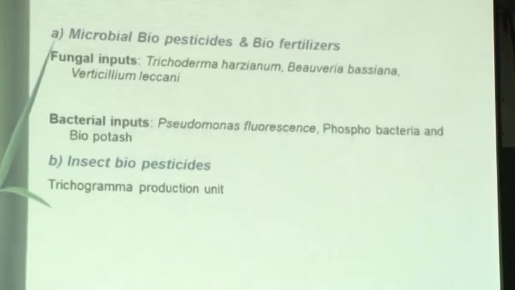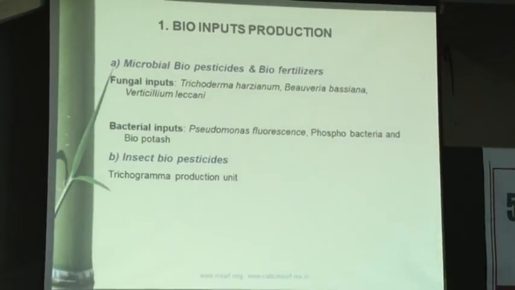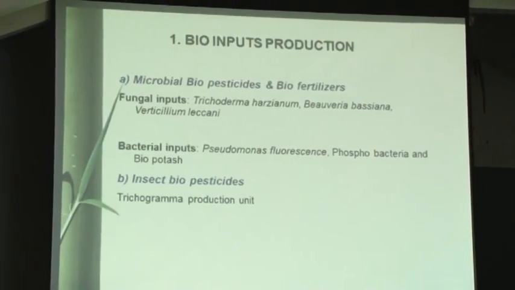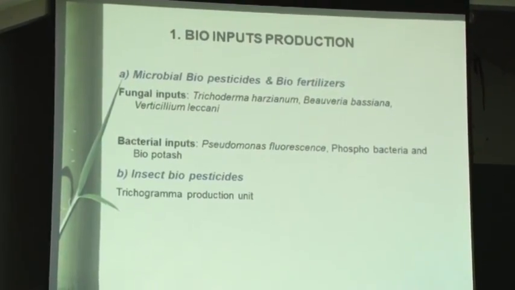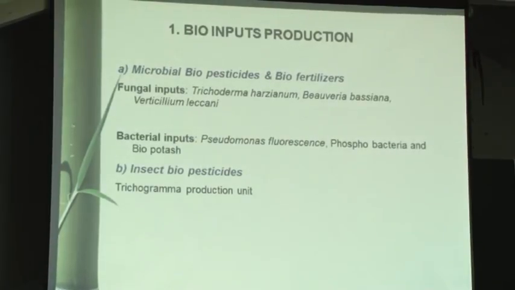So coming directly to our point, what are the different kinds of technologies and techniques that we are using for the development of society? I am making 7 points, out of which 3 are directly linked with the market, and the other 4 have the potential to be linked with the market. Now, the first one is bio input production.